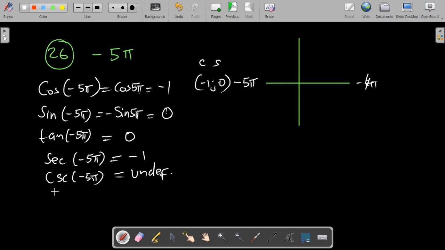And finally, cotan or cot of negative 5 pi will be the reciprocal of tan. 1 over 0 once again gives us undefined behavior.